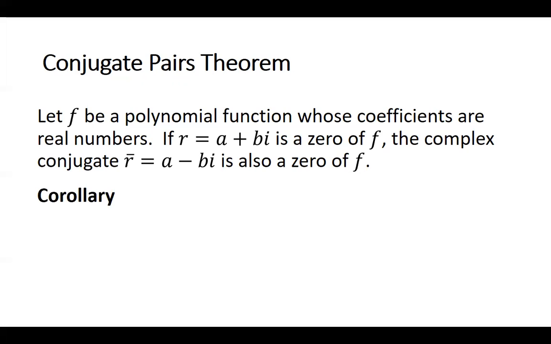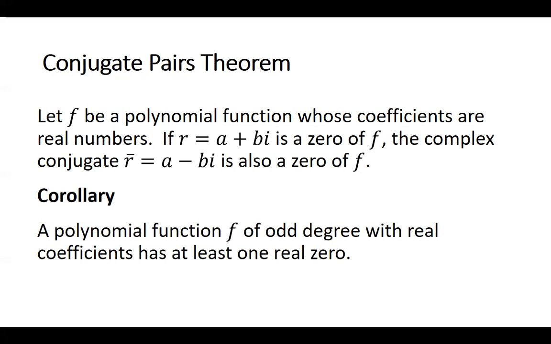A corollary to that, which is just a related fact: a polynomial function f of odd degree with real coefficients has at least one real zero, right? Because each of the irreducible quadratics has to give us 2. It has to give us these complex zeros, and the complex zeros always come in pairs.